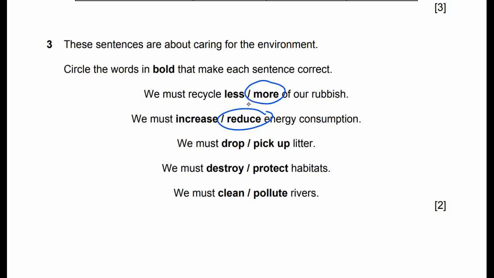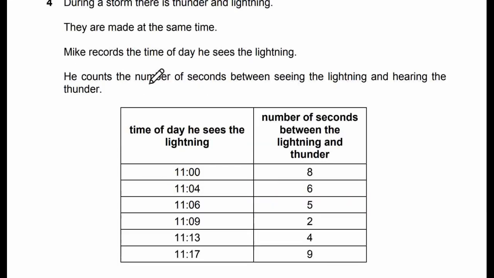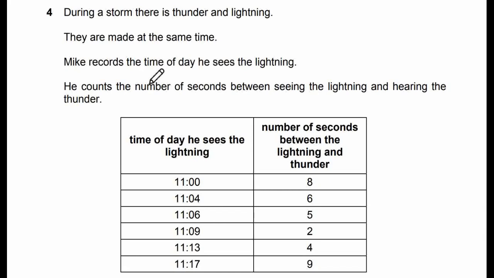We must pick up litter, not drop litter. We must protect our habitats. We must clean the river, of course. Okay, let's go to number 4. During a storm, there's thunder and lightning. They are made at the same time.